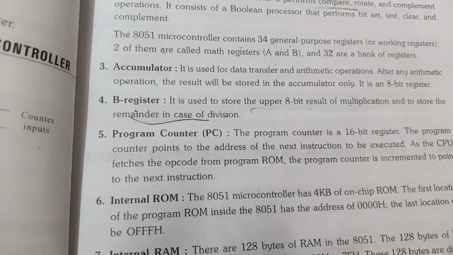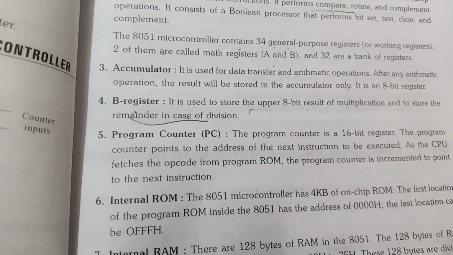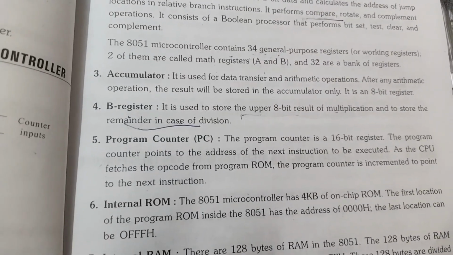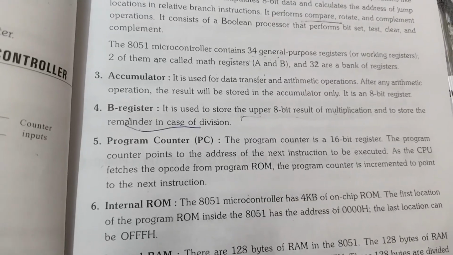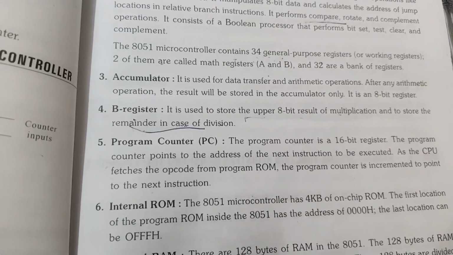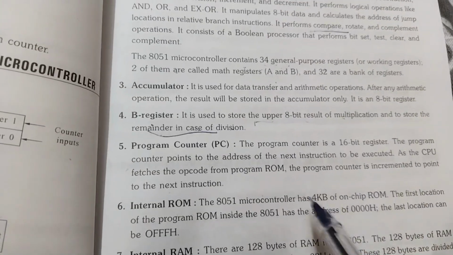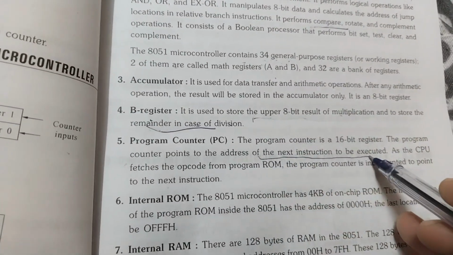And next we have PC, which stands for program counter. It is also one of the important 1 mark questions. PC, the program counter, is a 16-bit register. This is the only register whose capacity is 16 bits, and the rest of the registers are 8-bit registers only. It is used to store or hold the address of the next instruction to be executed.